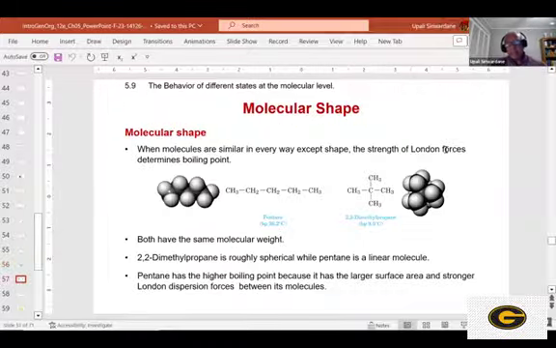The molecular shape also affects it. Linear molecules have a higher boiling point than branched ones, as in 2,2-dimethylpropane. We talked about that. The molecular shape, branched versus linear: linear has the higher boiling point, with the same number of carbon atoms. These are isomers. Isomers have the same molecular formula. But linear molecules have larger London dispersion.